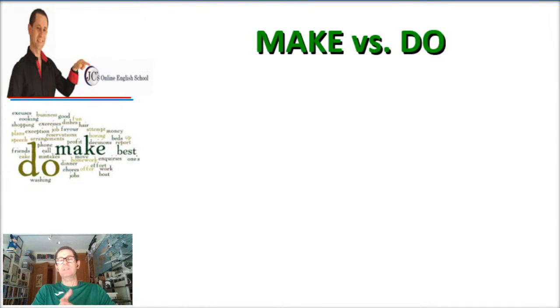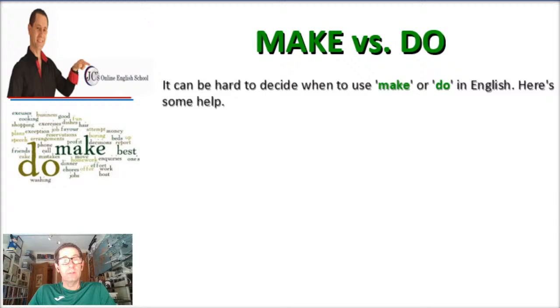Okay, now let's move on. We start with our topic for today: make versus do. Very controversial because there is no rule. Sorry. So when to use make or when to use do in English. But here is some help. I hope I'll be able to help you a little bit.